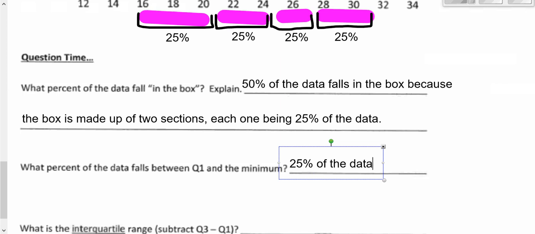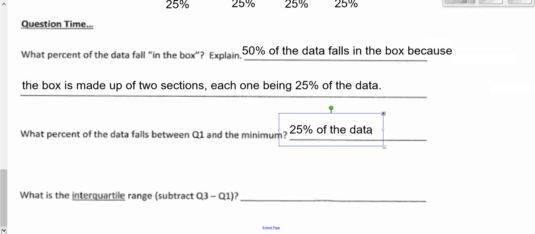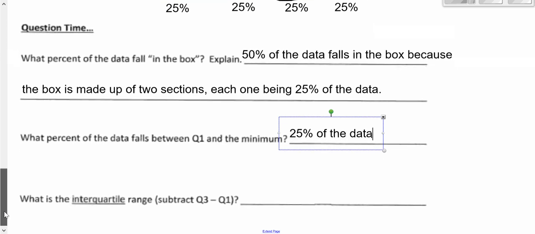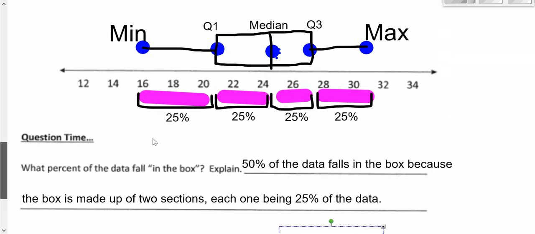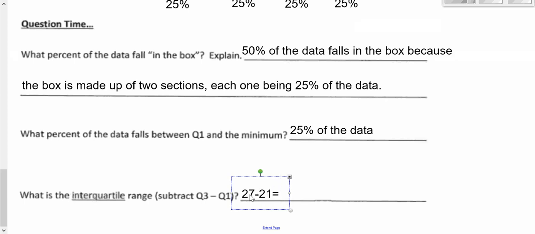Okay. And then our last question here is, what is the interquartile range? Now, this is something that you can easily get from a box and whisker plot. And this is something that we are going to talk about a little bit more tomorrow on your notes and on your practice. So the interquartile range. Well, we know the word range means the difference, the big minus the small. So the interquartile range is asking for the range from quartile 3 to quartile 1. So we take our quartile 3, which is 27, and we subtract our quartile 1, which in our case right now is 21, and we would get 6.